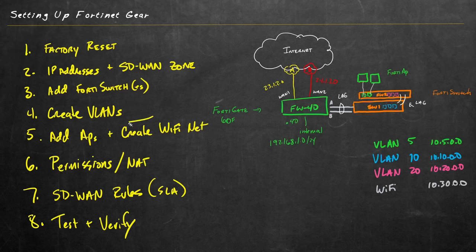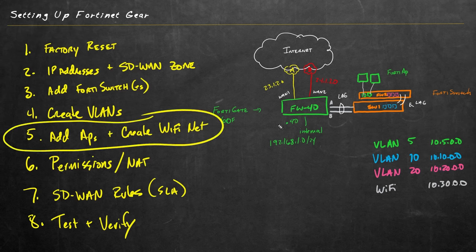All right, our next step is to go ahead and add the access points and to create our Wi-Fi network. So I've got two access points, and we're going to plug them in to ports 1 and 2 on switch 2, which have already been assigned to VLAN 5. This switch is a PoE switch, meaning it can provide power to these access points over these two ports. So give me a moment. I'll go ahead and reset those two access points to their default, and I'll plug them in.